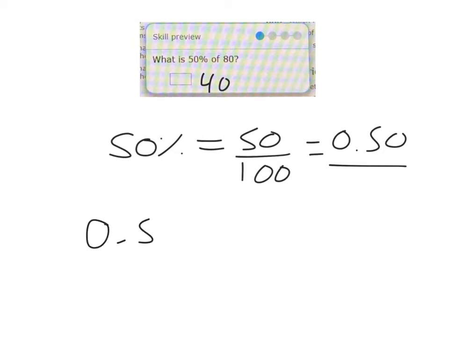0.5. Ms. Cooper, can I put 0.50? You can. It doesn't matter. I just put 0.5 because I'm lazy and it's the same thing, so it doesn't make any difference. So again, that's 0.5 times 80. And your calculator will spit out 40.